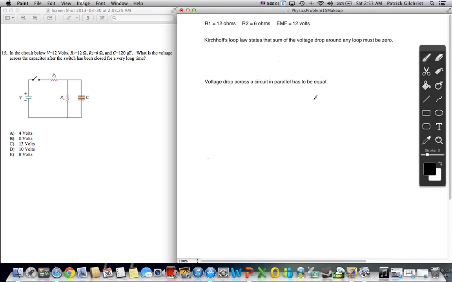As part of a credit recovery project for Physics 240, I have been assigned problem 15 from Midterm 2. In this problem, we're trying to find the voltage drop, or the voltage across capacitor C, after the switch has been closed for a very long time. They tell you other information, but the key things are that R1 is equal to 12 ohms, R2 is equal to 6 ohms, and that the EMF of the battery, or the voltage of the battery, is 12 volts.